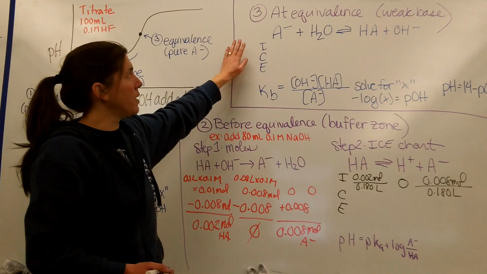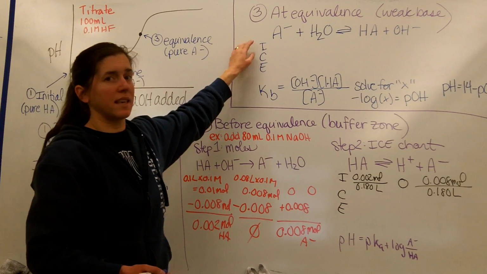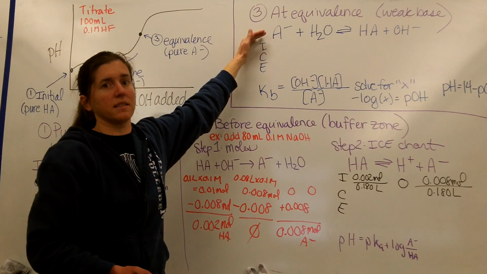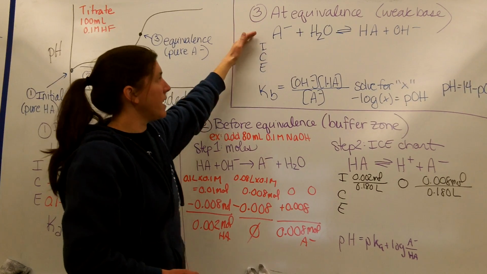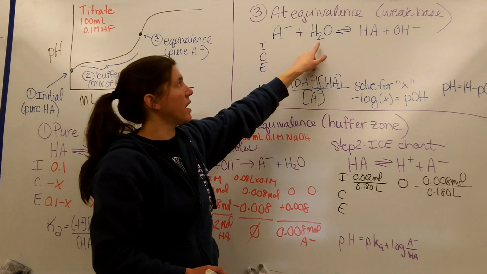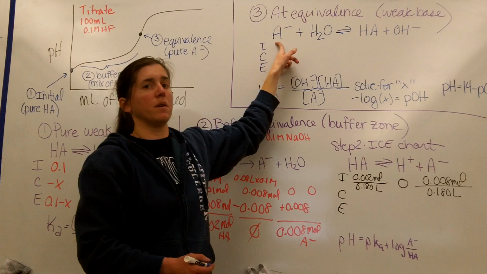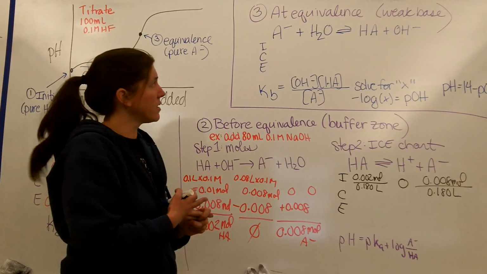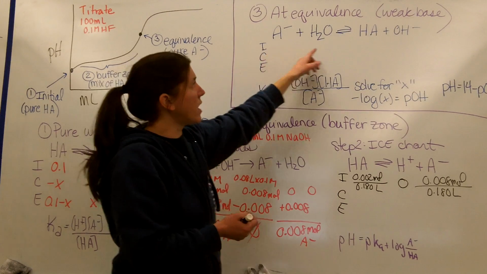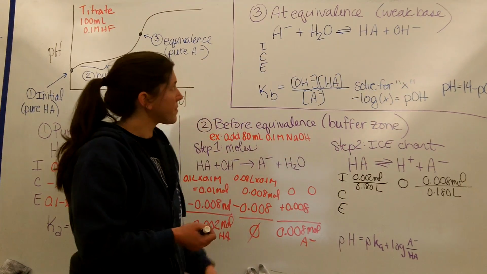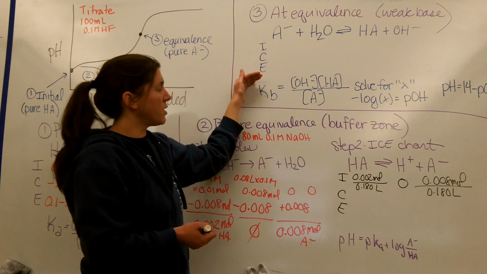The last step, when you're finding the pH at equivalence, keep in mind here you are left with entirely A minus. Okay? So what is happening is the A minus is a weak base. So it is going to react with water, take a hydrogen from water, because bases are hydrogen takers, acids are hydrogen givers. It is going to take a hydrogen from water, leaving behind HA and OH minus. So you can set up an ICE chart.